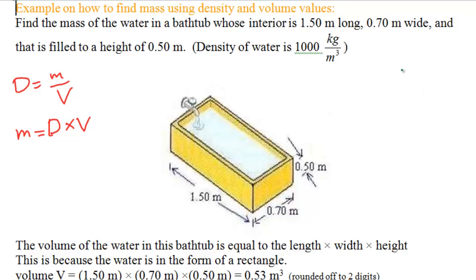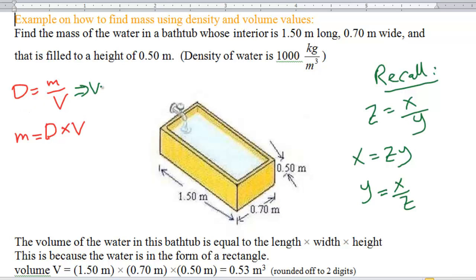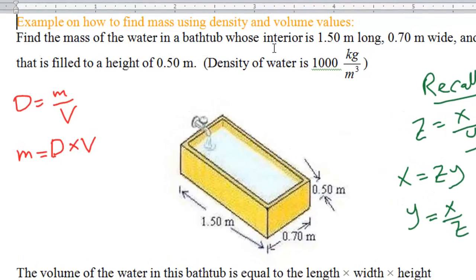Okay. Just here a side note, when you have, for example, z equal x over y, you can solve for x by multiplying z by y, and also you can solve for y. If you need to find y in terms of x and z, y will be equal to what? y will be equal to x over z. Okay, so also if you want to find the volume out of density and mass, volume will be mass over density. So now to solve for the mass, we have to multiply the density by the volume.